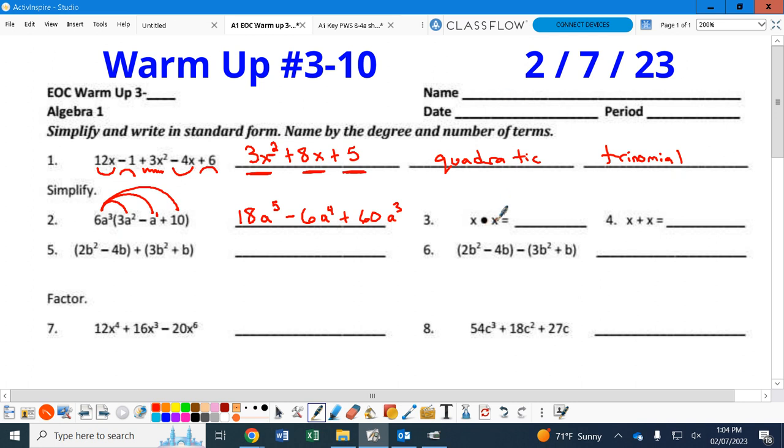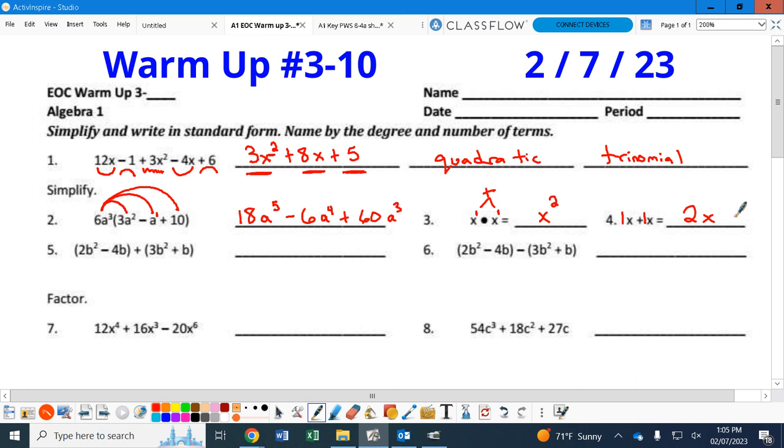X times x. Guys, what do you do with the exponents? Add them. So it's going to be x to the 2nd. X plus x, what do you do? Add the ones in front. Guys, this is like adding regular numbers. All you're doing is like bases, you add the numbers in front. So 1 plus 1 is 2x. You never change the exponent when you're adding and subtracting. I've told y'all 100 times probably. You never change the exponent when you're adding and subtracting.